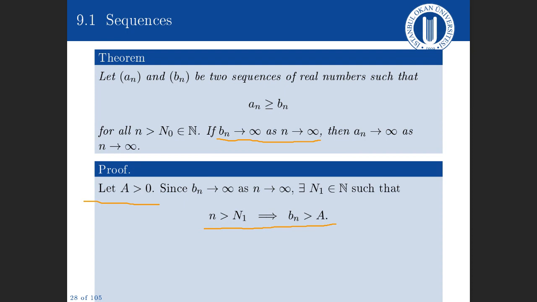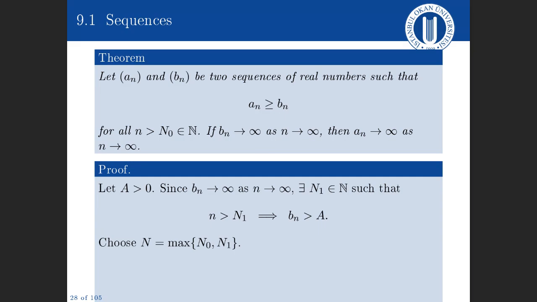Now we've got two capital N's. We have capital N1 and we have capital N0. What we're going to do is choose the biggest one of these. Let N be whichever one of these numbers is bigger, the maximum of N0 and N1.